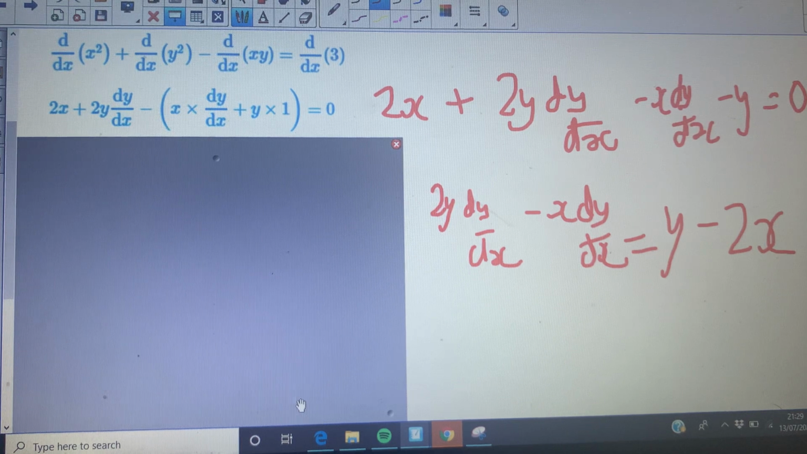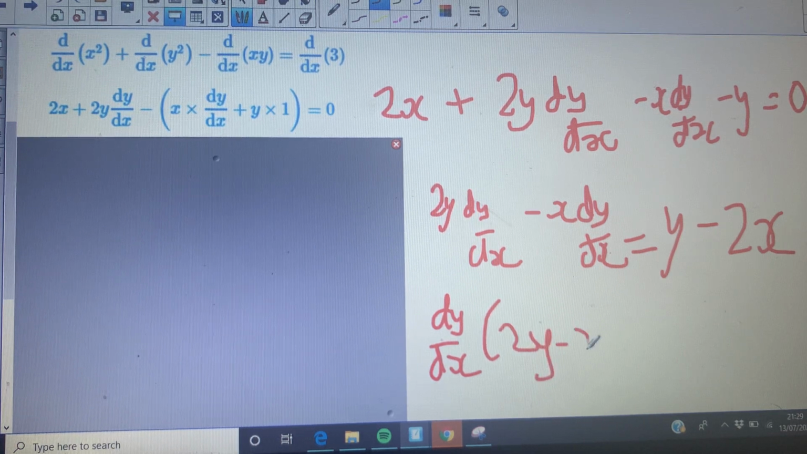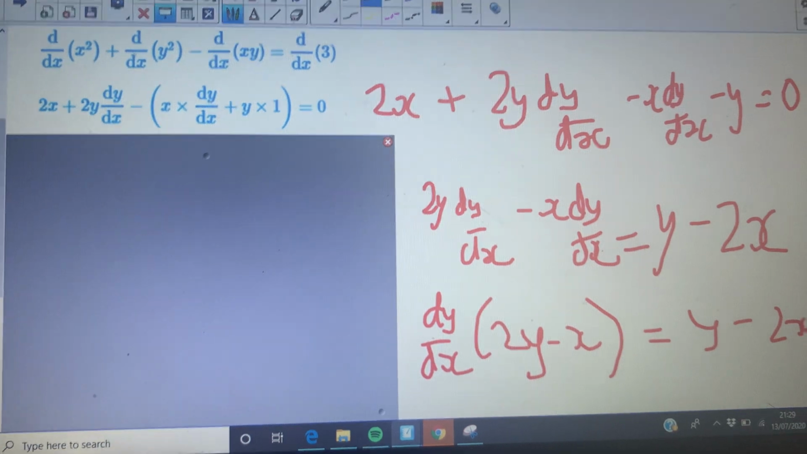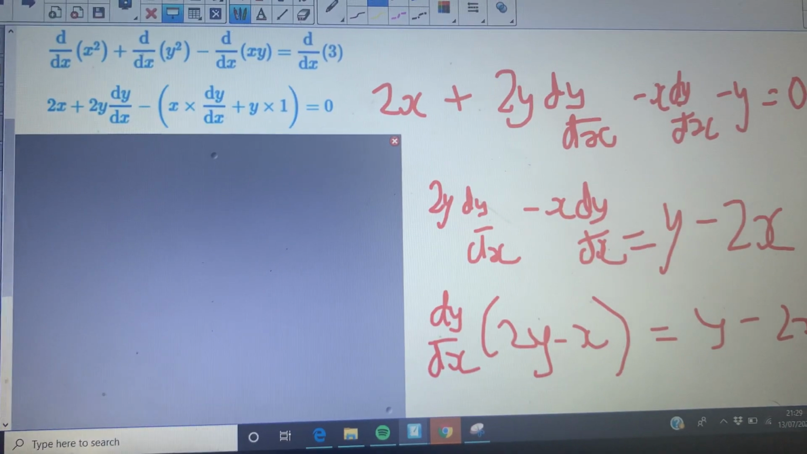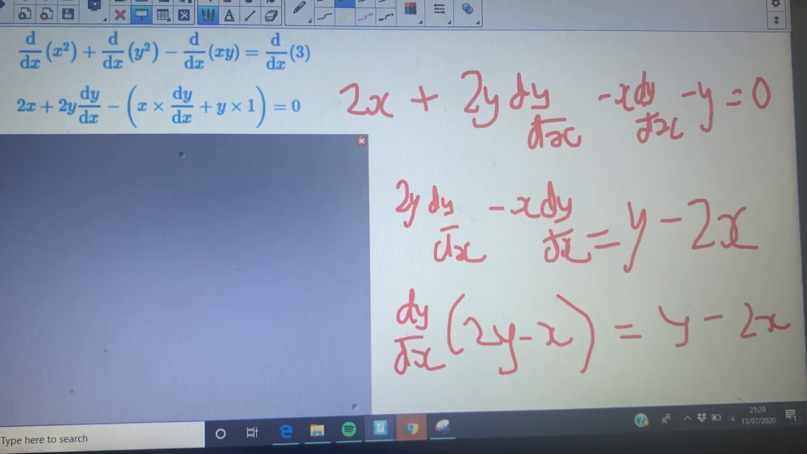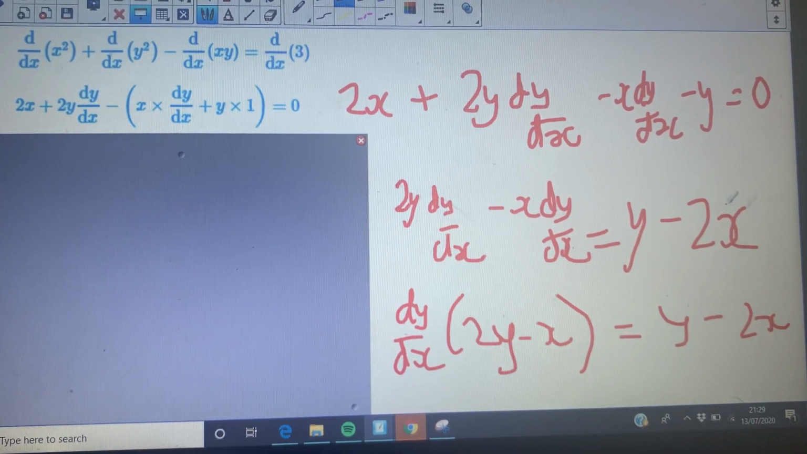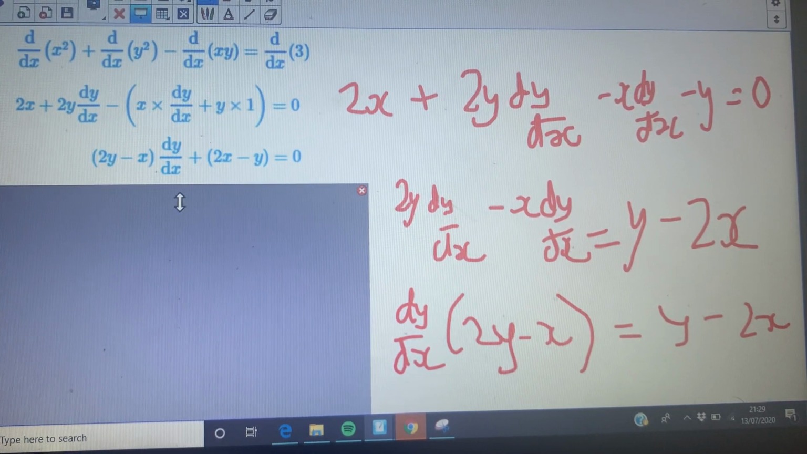You're now going to take out a factor of dy/dx. So dy/dx, and that's going to leave you 2y minus x equals y minus 2x. Maybe if I move that, is that better? Slightly better. And finally, you can go back to the book example.